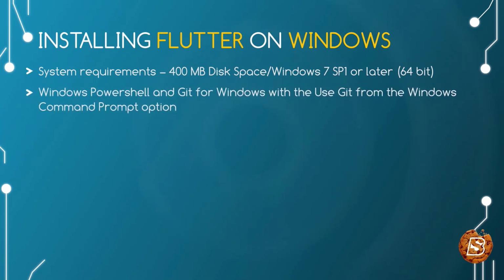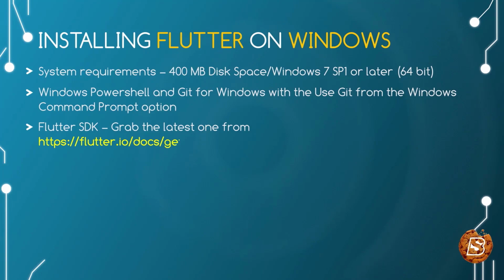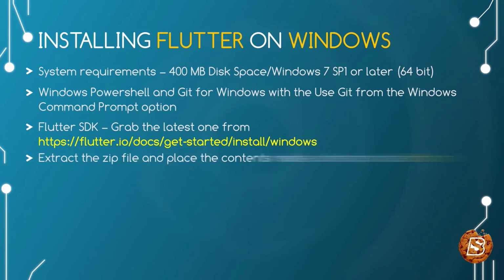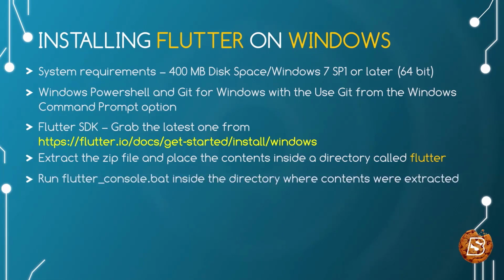You must have Windows PowerShell and Git for Windows installed, with the option to use Git from the Windows command prompt. We then need to have the Flutter SDK. It's available as a zip file, and you can grab the latest one from this URL, that is flutter.io docs, get started, install, Windows. Once you have downloaded the zip file, you can extract it inside a directory, let's call it flutter, and then in that directory you'll find a batch file called flutter_console.bat. You just need to double click on it to execute it.